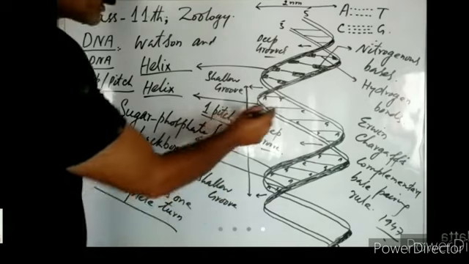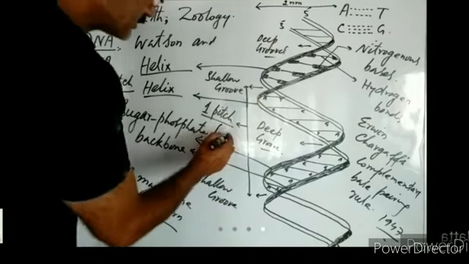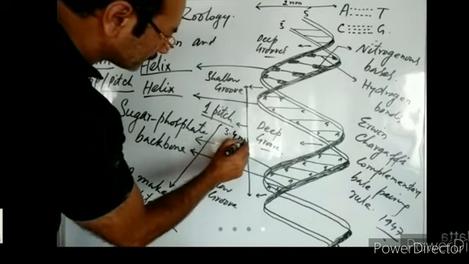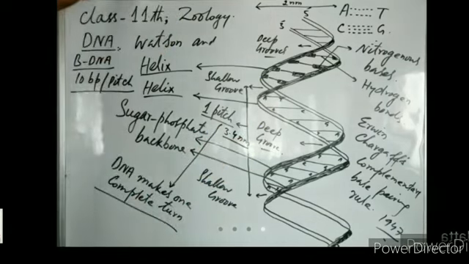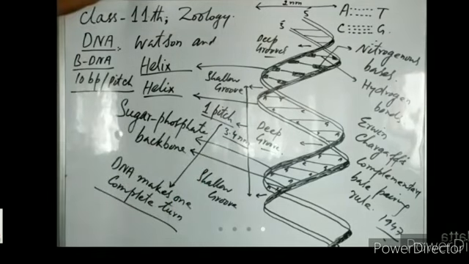The length of one pitch, from one shallow groove to another shallow groove, is 3.4 nanometers. What is a pitch now? The distance between two adjacent shallow grooves is known as one pitch. How many base pairs are present in one pitch? 10 base pairs. What is the length of one pitch of DNA? It is 3.4 nanometers.